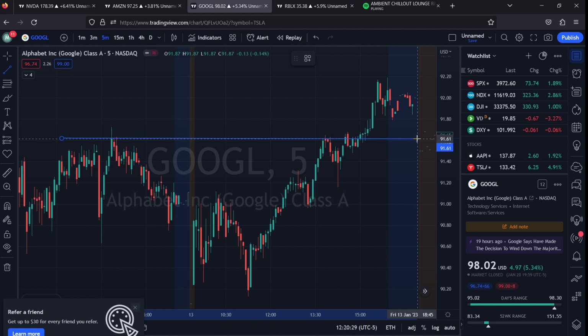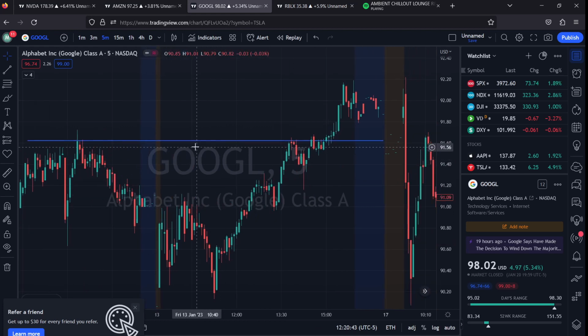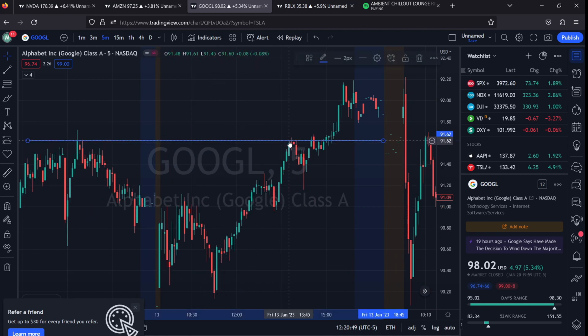So the reason I put this level here is because we had a rejection. We had a major bounce or push down, came back up, and we rejected, and then pushed down for the rest of the day. And then you can see here on the next day, same thing, push down, push up, rejected off of 91.62 on Google. Rejected down and then pushed up.